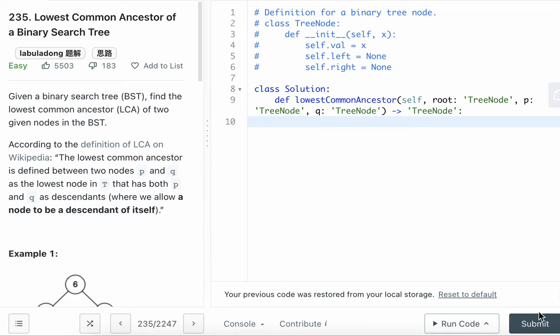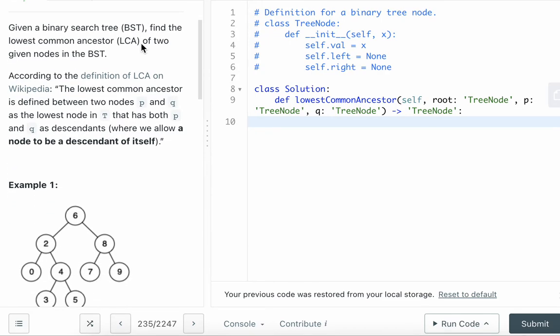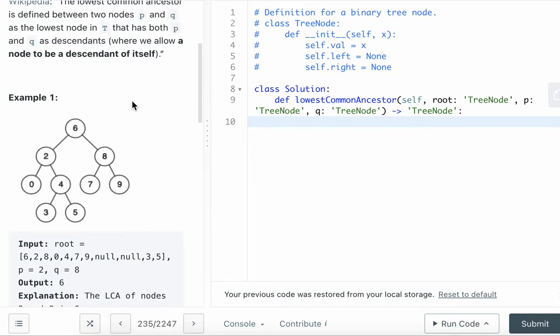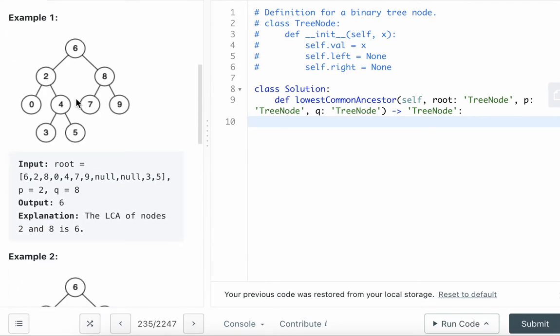To show you how to solve LeetCode question 235, lowest common ancestor of a binary search tree. Given a binary search tree, find the lowest common ancestor (LCA) of two given nodes in the BST. And this is Wikipedia's explanation. The lowest common ancestor is defined between two nodes P and Q as the lowest node in T that has both P and Q as descendants, where we allow a node to be a descendant of itself. So basically, find a common parent of P and Q.